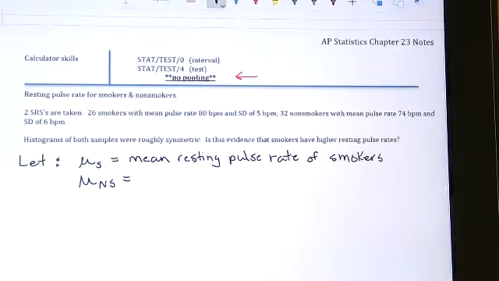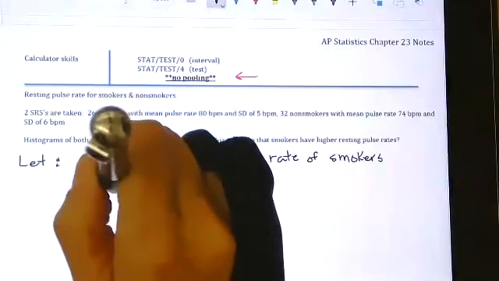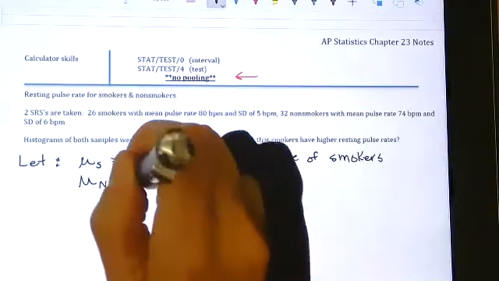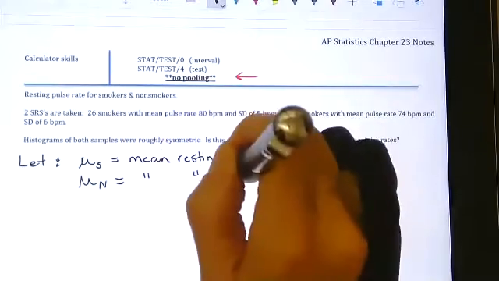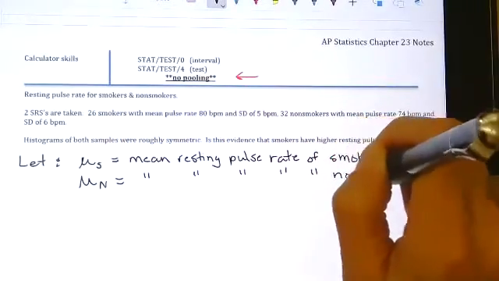So mu sub ns, or n if you want. Now let's just do n. Doesn't matter. That's why we have to define it, so whoever's reading this knows what your symbols represent. So mu sub n is going to be the mean resting pulse rate of non-smokers.